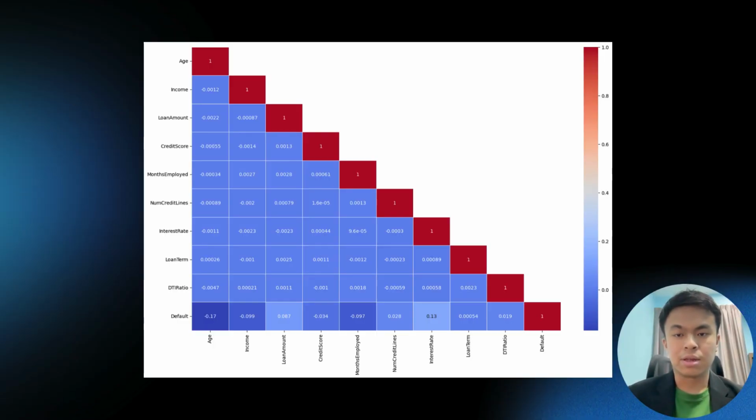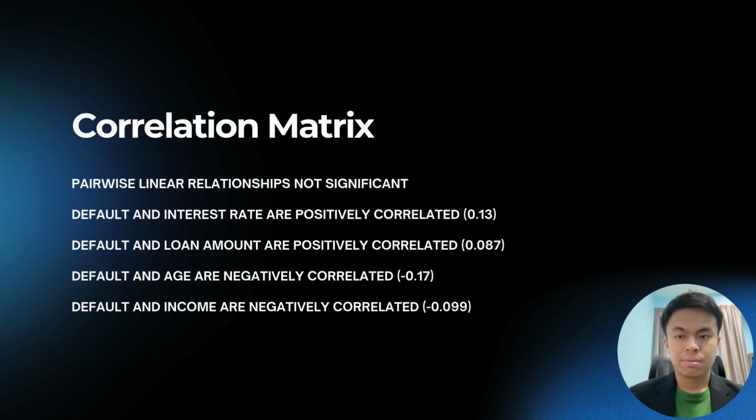And here is our correlation matrix heat map for our dataset. By looking at the heat map, I think we can conclude that the pairwise linear relationships between our variables are not very significant. Something we can observe is that default and interest rate are positively correlated. This means that if the interest rate goes up, the default rate also goes up.